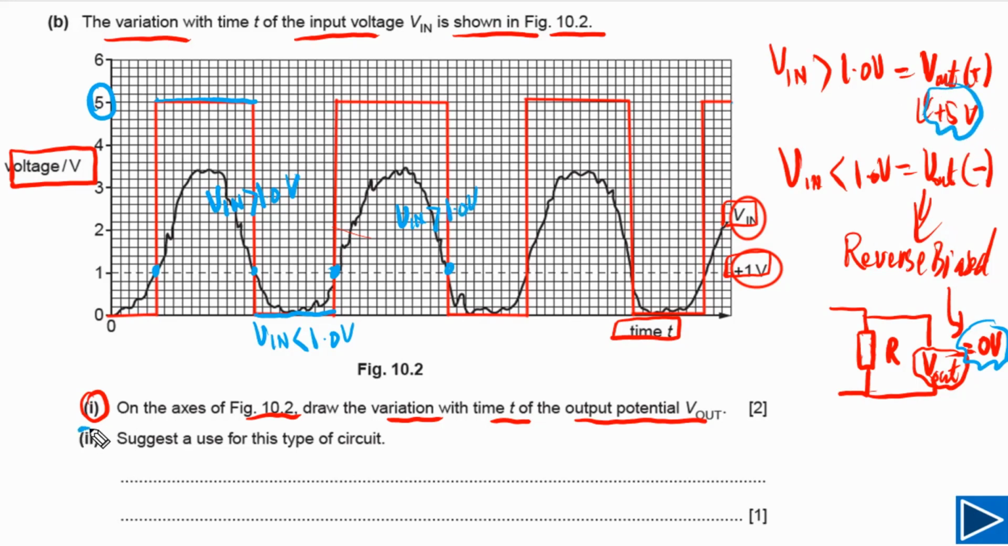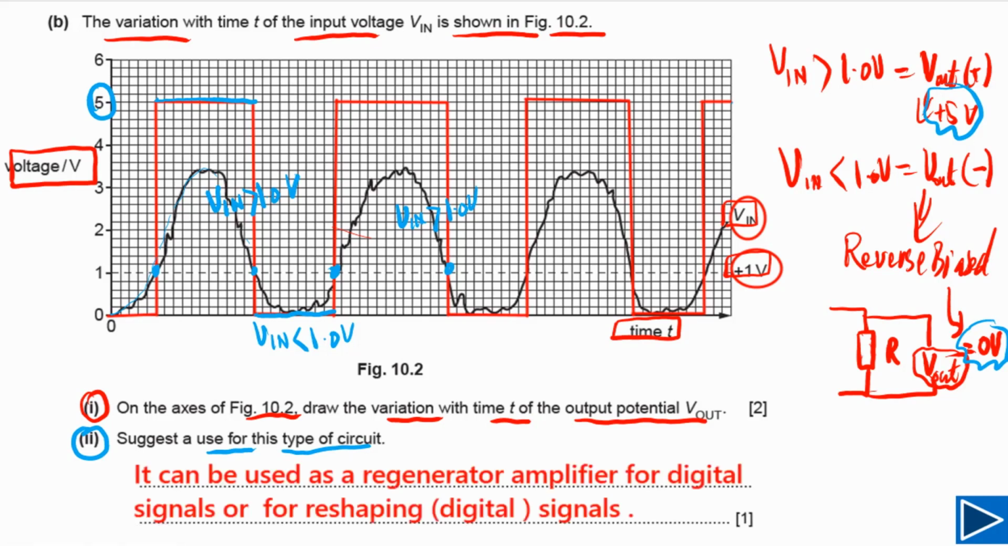Now let's move on to the second part. Just a use for this type of circuit. You can see here with this type of circuit we can reshape our signal. This signal was given and with the help of this circuit we have reshaped it. So we can simply say we can use this circuit as a regenerator amplifier. So here is the answer for the second part. Simply you can say we can use this kind of circuit as a regenerator.